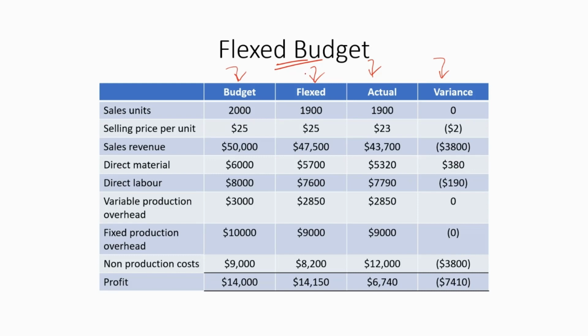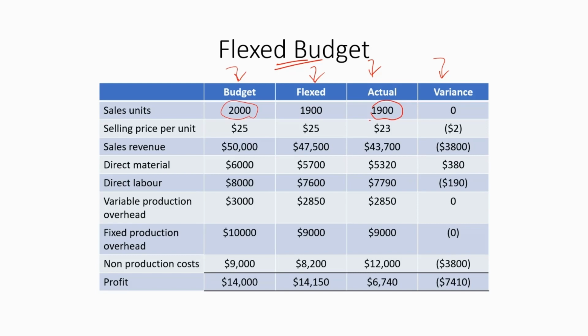So why do we need to prepare a flex budget? This is because we need to compare the budgeted values and the actual values. When the budgeted sales units and the actual sales units are not the same, we cannot compare these figures directly. So what we have to do is prepare a flex budget.